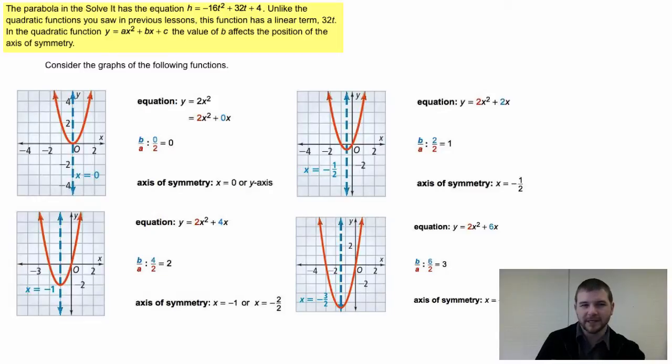And we know 4 is just a constant. It's a number that just remains a number. In the quadratic function y equals ax squared plus bx plus c, the value of b affects the position of the axis of symmetry. So in this section, we're kind of leveling up.